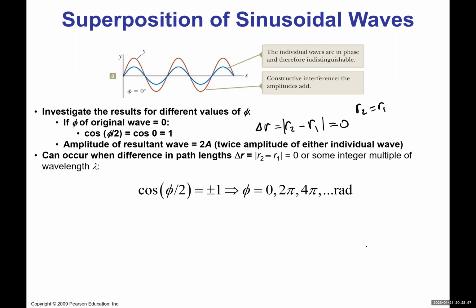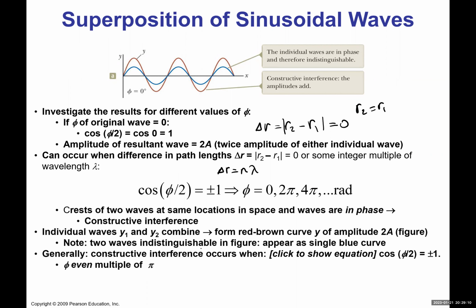And you get that. That means we can say that delta R is equal to n times lambda, where you end up with some integer multiple of wavelengths. That means n can be 0, 1, 2, 3, and so on and so forth, and that's going to depend on the values of R2 minus R1 that we get. All right, so that's kind of what we have. That means the crests of the two waves are at the same location in space, and the waves are in phase. So you get constructive interference, and you can more or less assume that the same thing can occur for 2 pi, 4 pi, and so on and so forth.